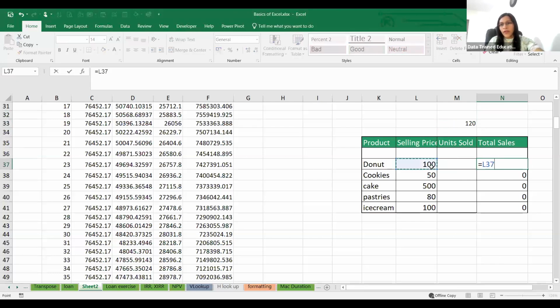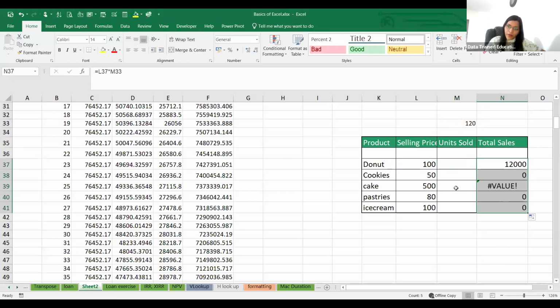If I multiply this without freezing, and if I try to drag it down, will it work? No. The reason being, it is extrapolating downwards, and here there is no value. It is text written. That is why this error has come in the third cell.